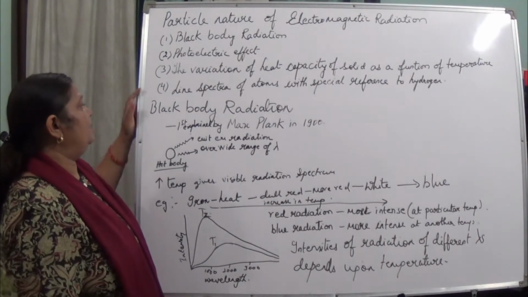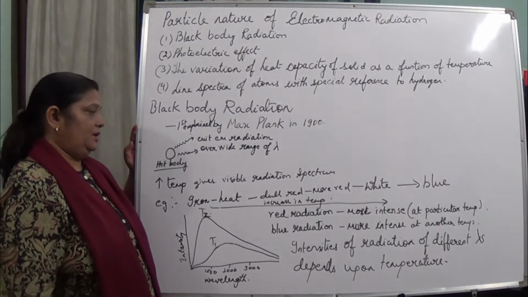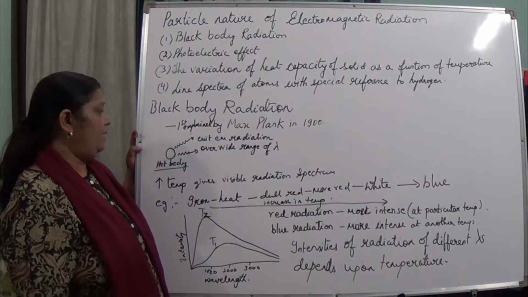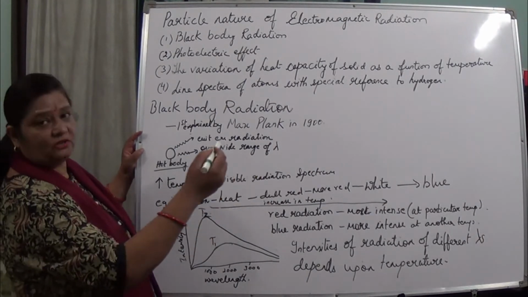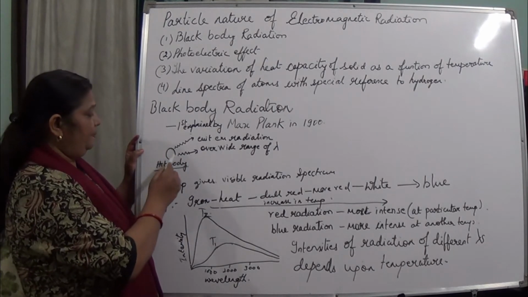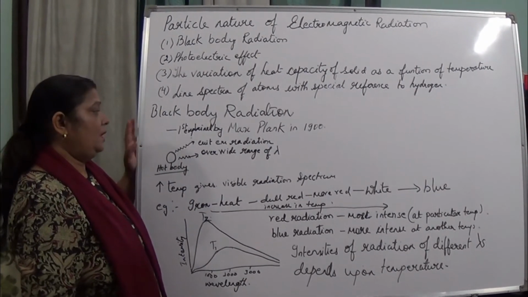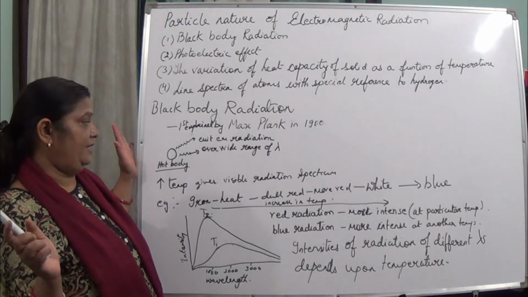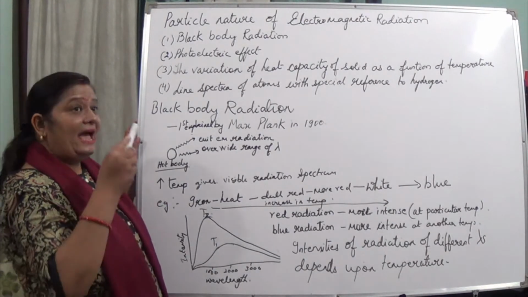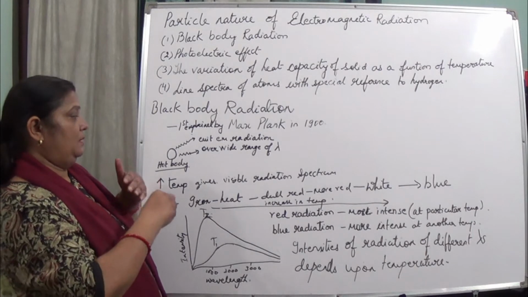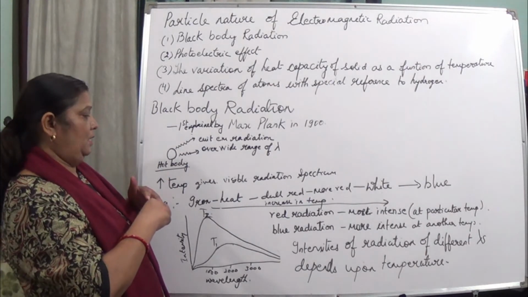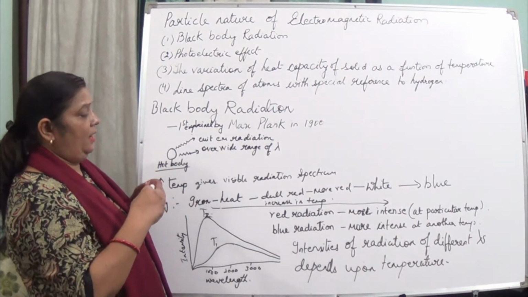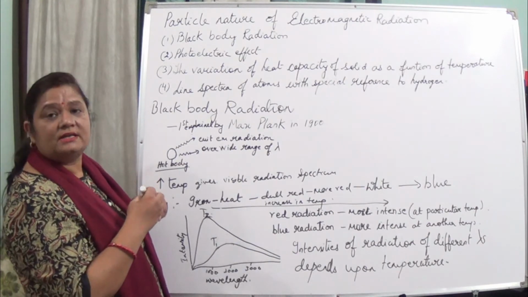Now, black body radiation was first explained by whom? Planck. Max Planck, in 1900. Suppose you have a hot body. It emits electromagnetic radiation over a wide range of wavelengths. When the temperature is low it is impossible to see, but as we go on increasing the temperature, it gives the visible radiation spectrum.